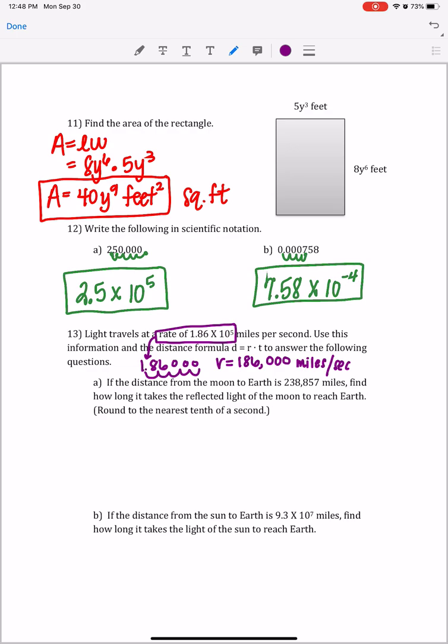So now in A, they tell me if the distance from the moon to Earth is this many miles, so this is my distance, find how long, that's my time, it takes the reflected light of the moon to reach the Earth. And we're rounding to the nearest tenth. Tenth means 1 decimal.